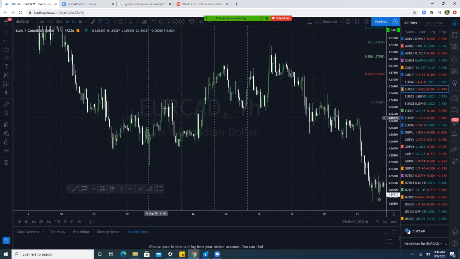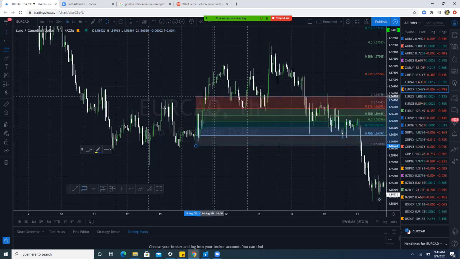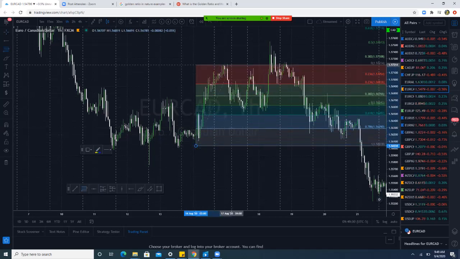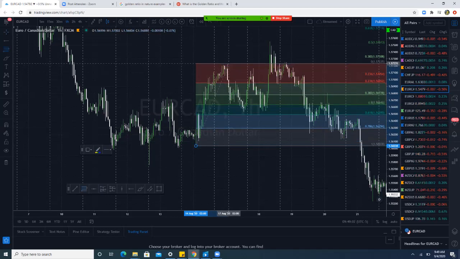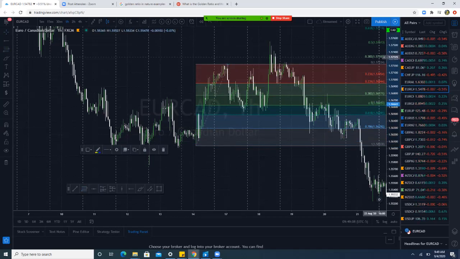So to use your Fibonacci tool, you're going to look for this symbol here called Fibonacci retracement. And you're basically going to take that Fibonacci, and if it's in an uptrend, you're going to draw it from a low point to the high point of a particular swing in the market.